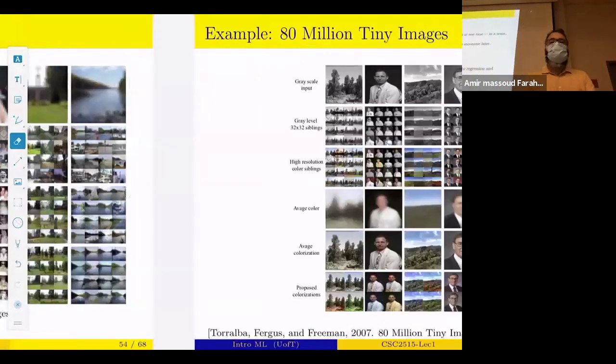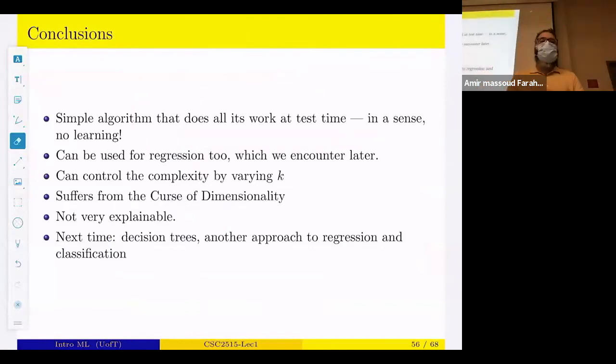Just to conclude this part, we talked about a simple algorithm that does all the work at test time. So in a sense, there is no learning, there's no training phase. It can be used as a regression tool: instead of doing majority vote, we compute the average value of the targets for the query points. The complexity of the algorithm is controlled by the hyperparameter K, which is the number of nearest neighbors we look at.